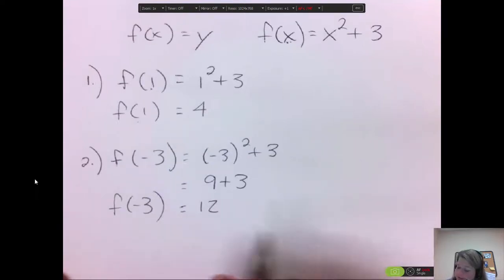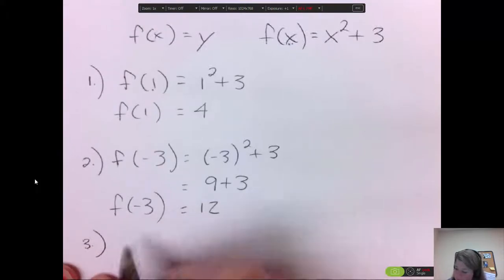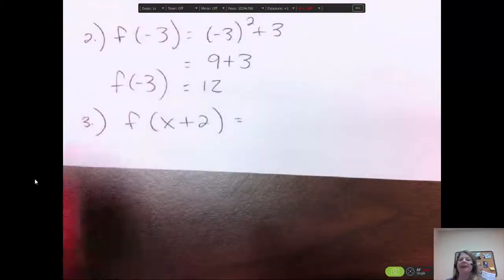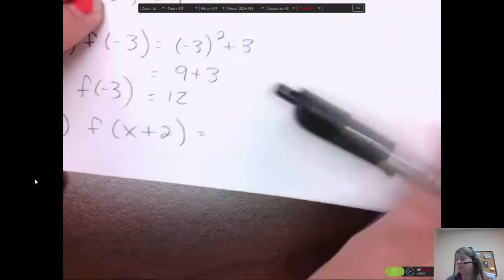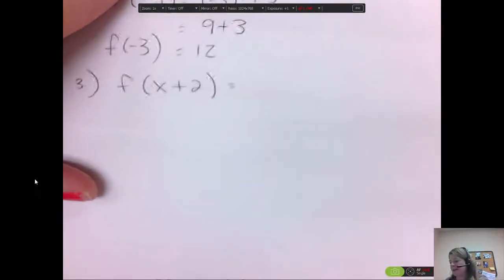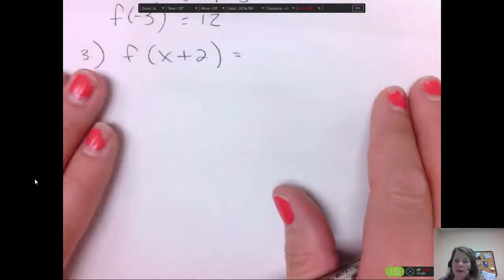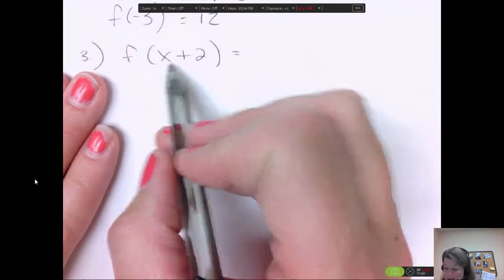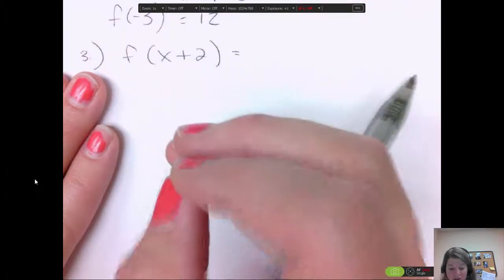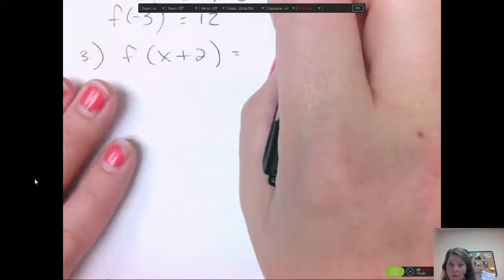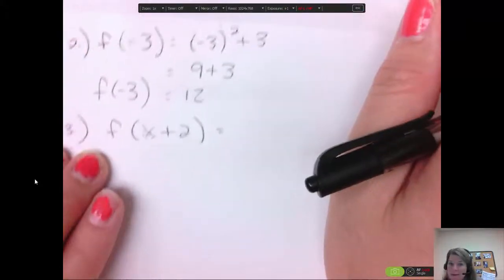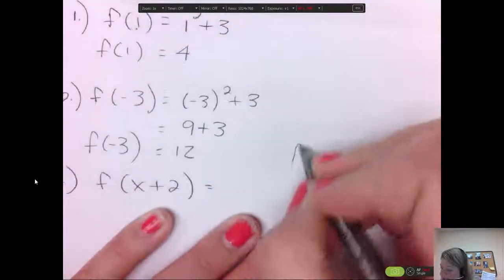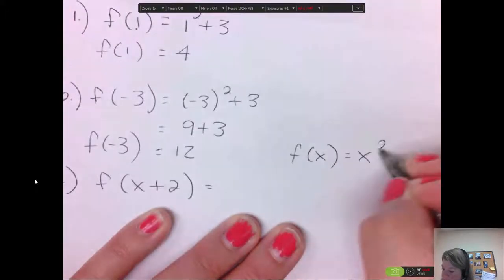Okay, so let's look at, what if I said something like this? What am I telling you when I say, all right, what is f of x plus 2 in this setting? Well, what I'm saying is, take x plus 2, excuse me, and put it into your function for x. I wanted a new paper, or maybe I'll just write it over here. Our function again was x squared plus 3.